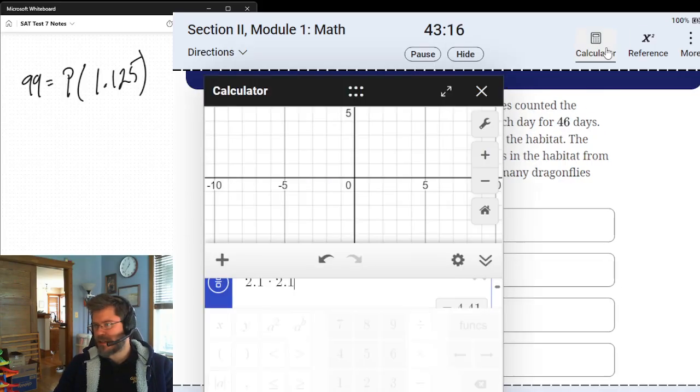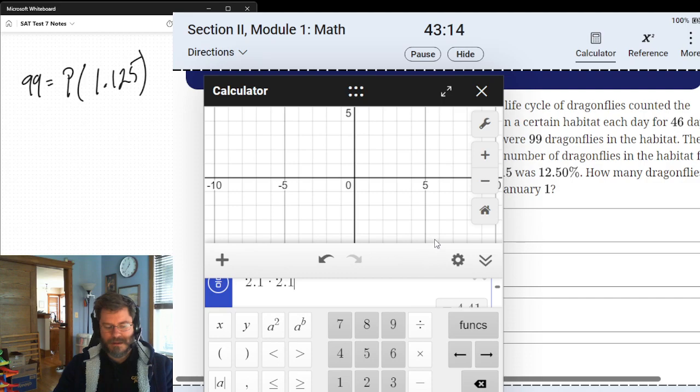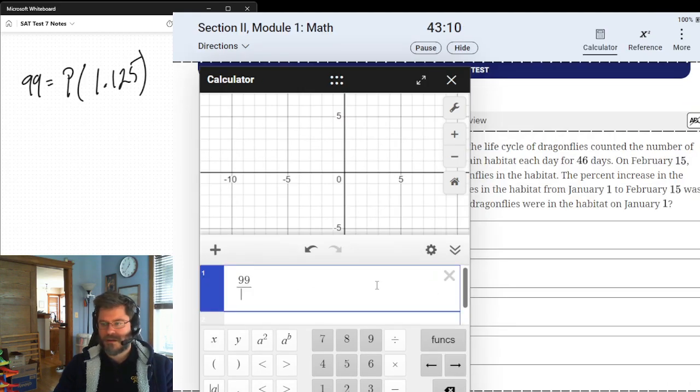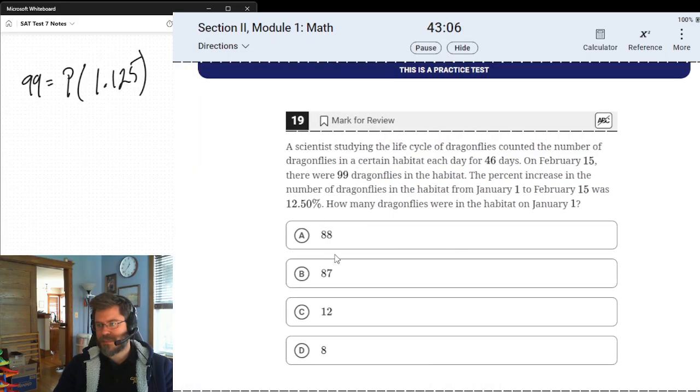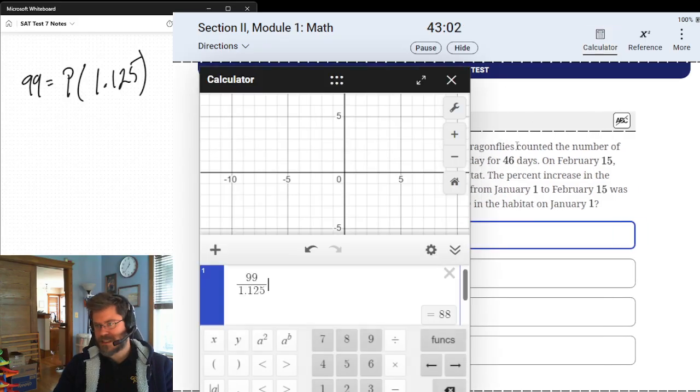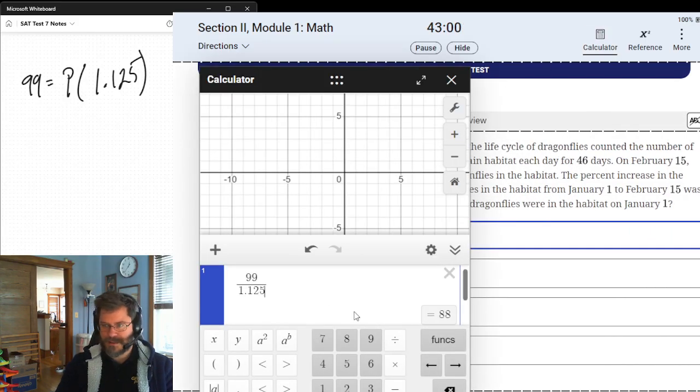And again, our handy calculator. Zoom out so I can see it better. 99 divided by 1.125 is 88. And I bet that if I put that to the 46th power, one of these things is going to be an option.